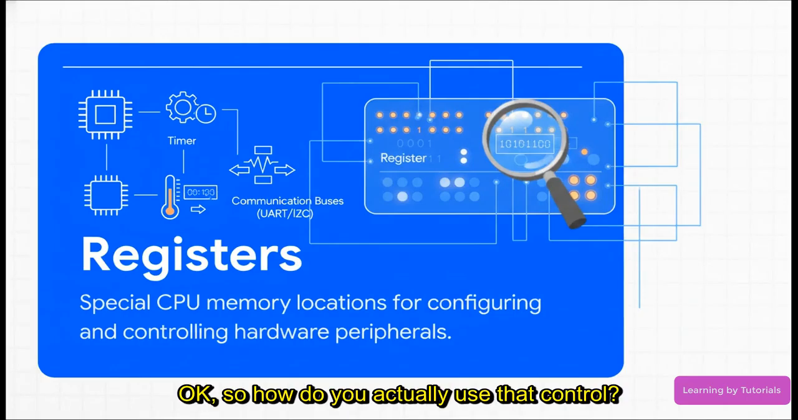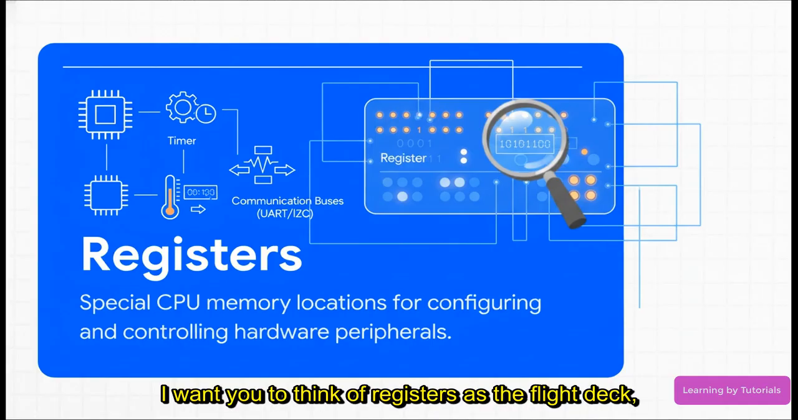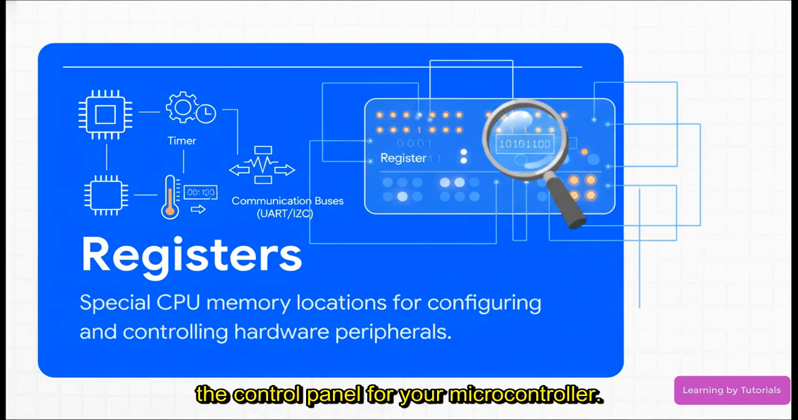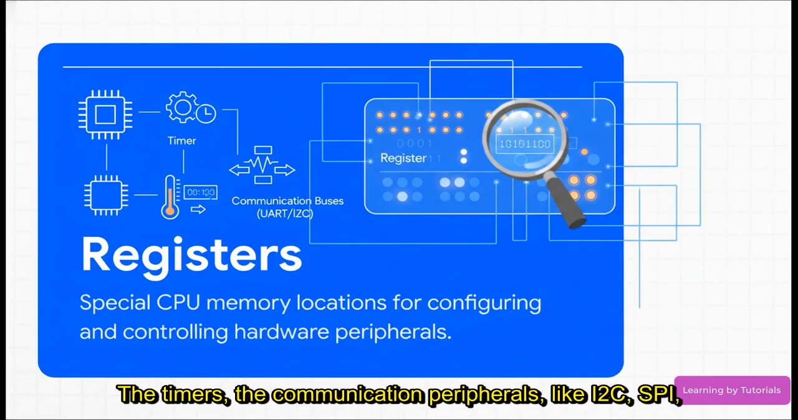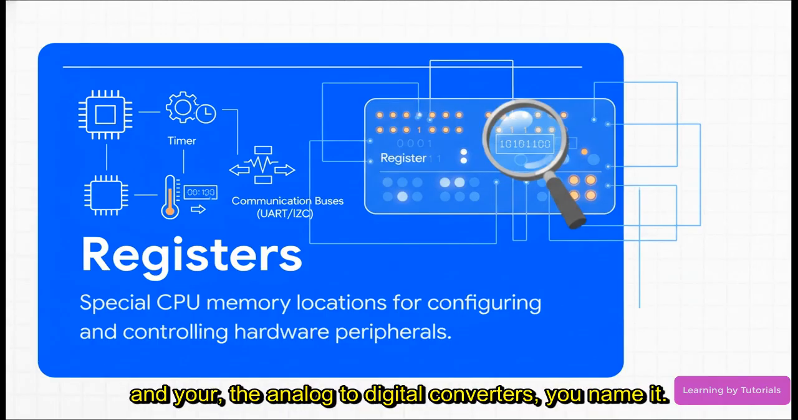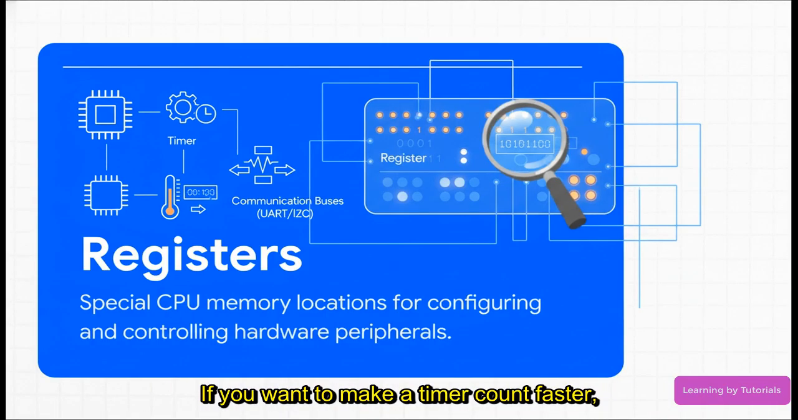Okay, so how do you actually use that control? The secret is something called registers. I want you to think of registers as the flight deck, the control panel for your microcontroller. They're these special little spots in memory that you can write values to, and those values configure everything. The timers, the communication peripherals like I2C, SPI, and UART, the analog to digital converters, you name it. If you want to make a timer count faster, you don't call a function. You go find its control register and you flip a few bits. That's the power we're talking about.